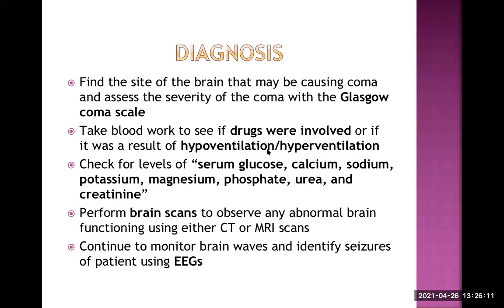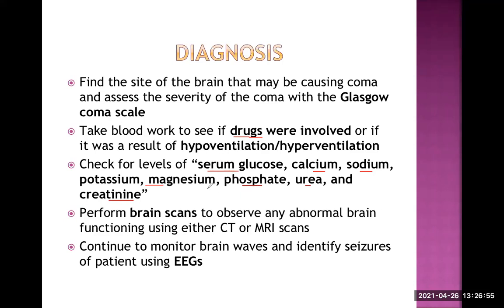Then some other poisonous substances are there, like organophosphate poisons. So many drugs, if they are in overdose, may badly damage the brain and result in coma. That can be easily diagnosed by doing the drug level test in the blood. Check the levels of serum glucose, calcium, electrolytes like sodium and potassium, magnesium, phosphate, urea, and creatinine. Even ammonia, just to make sure whether these are the causes of a coma or not.